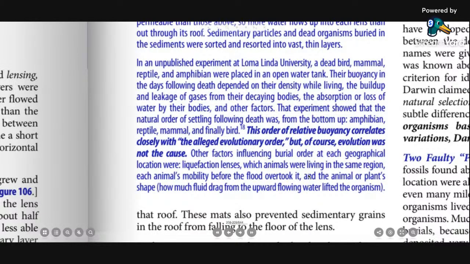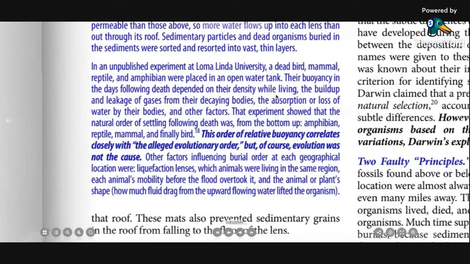the cause. Other factors influenced burial order at each geographical location: liquefaction lenses, which animals were living in the same region, each animal's mobility before the flood overtook it, and the animal or plant's shape. How much fluid drag from the upward flowing water lifted the organisms.